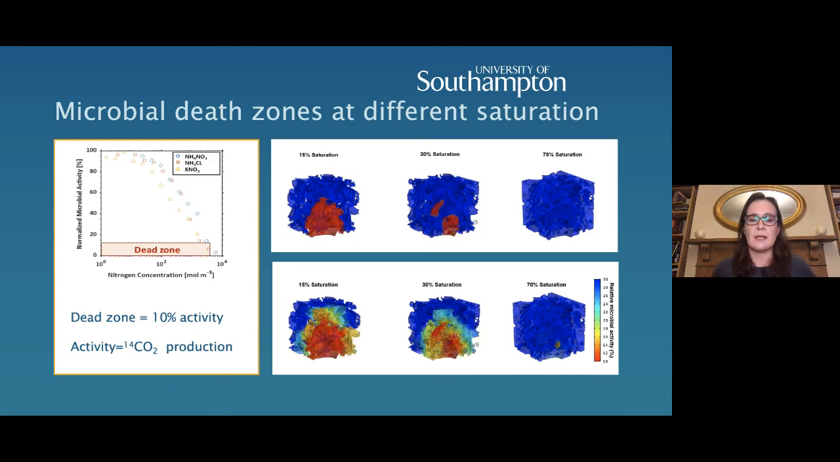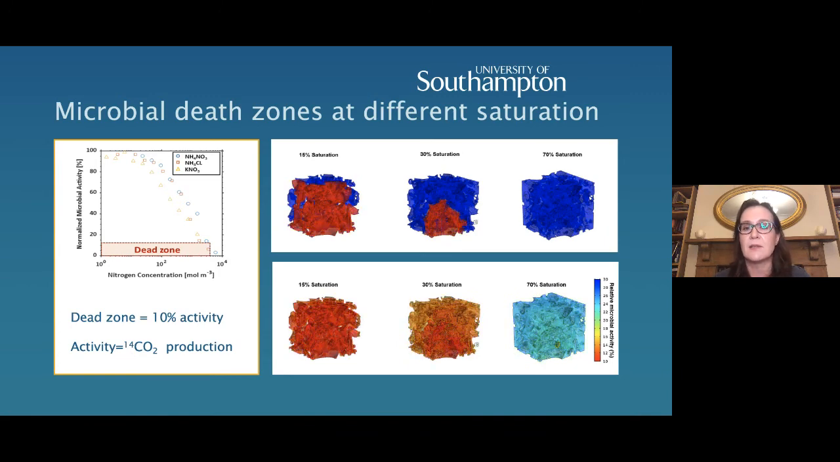And what we found was that actually, as the fertilizer is releasing these nitrogens, the salts, into the soil pore space, what we see is a death zone. So on the right, the red is the death zone of microbes, which we define as where microbial activity has dropped from the bulk soil's 100% to 10%.